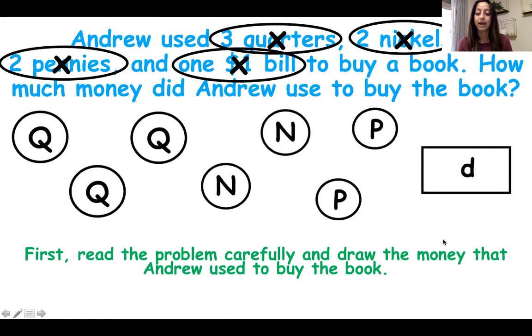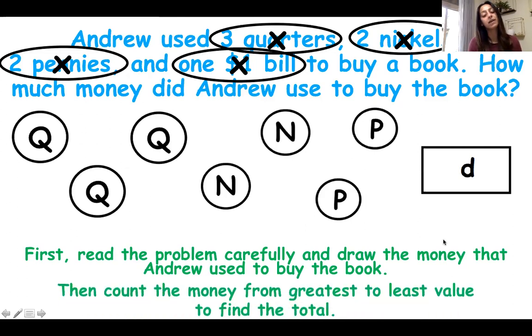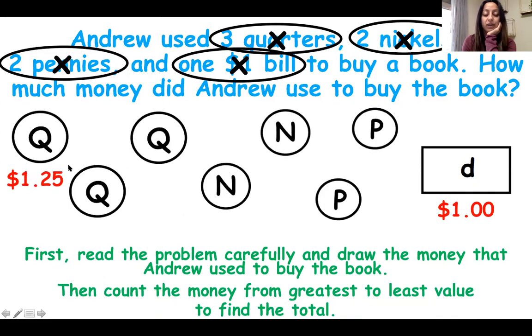Here it is. All right, now I'm ready to count the coins from greatest value to least value. If we look at this again, it's not in order from greatest value to least value, because we need to start with dollars. Dollars are the most valued money. So we're going to start here with $1. Then I jump over here to my quarters. I have 3 quarters, so I'm going to count by 25 three times, starting with $1. $1, $1.25, $1.50, $1.75.